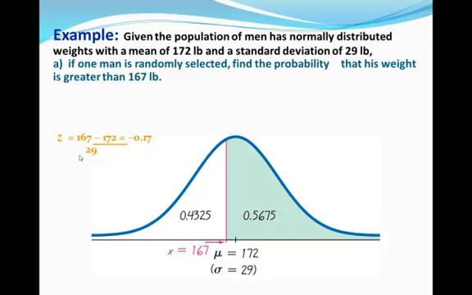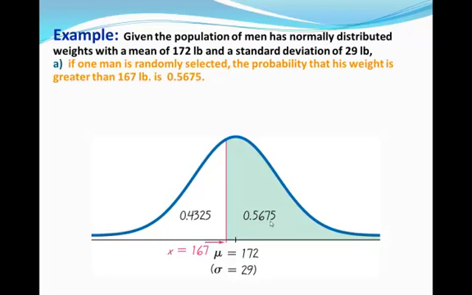So we're looking for the area to the right hand side of 167 pounds. We go to the table, look for the area on the left, which is 0.4325. Then we subtract that from the total area 1, which gives us 0.5675. So 56.75% of men have a weight greater than 167 pounds. Alright, so this is regular normal distribution.